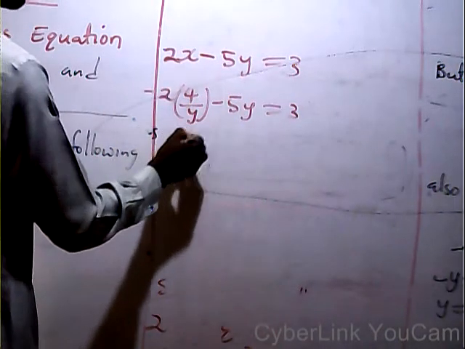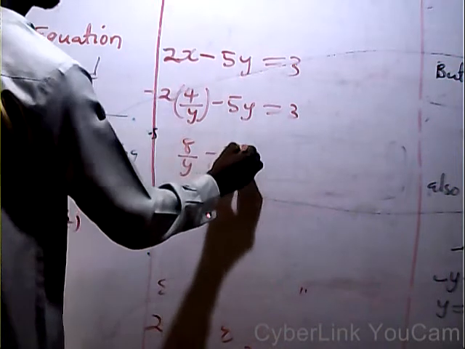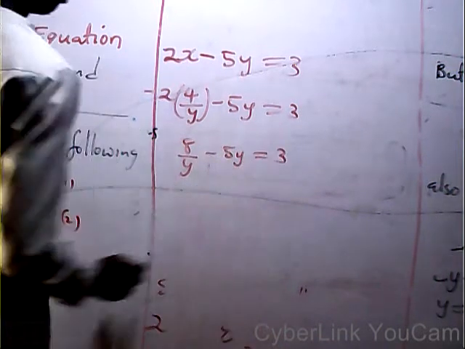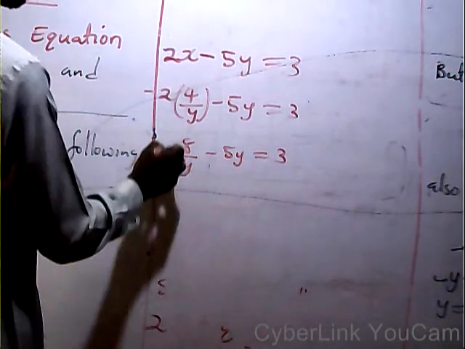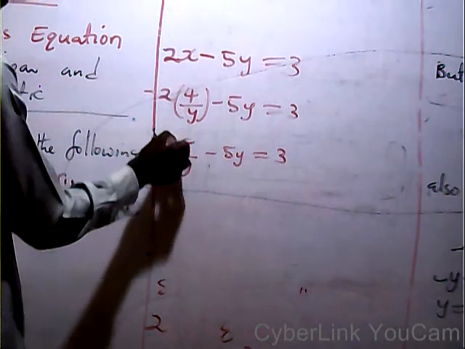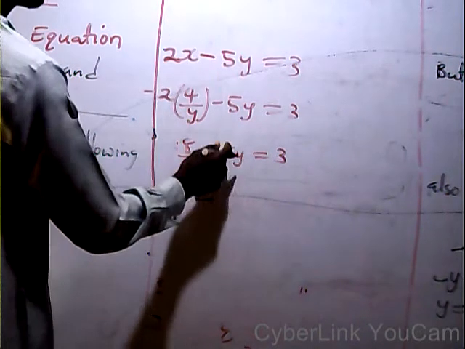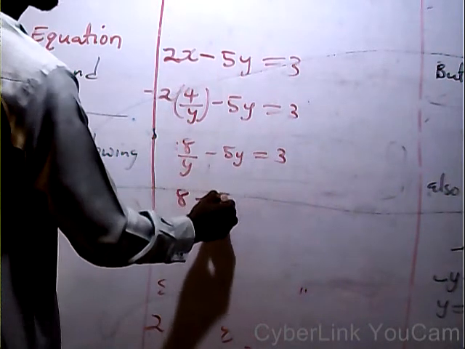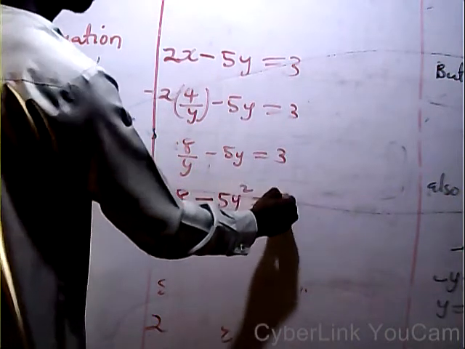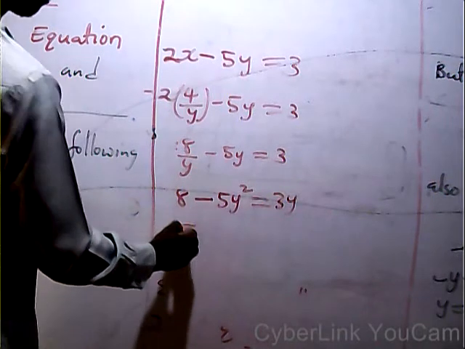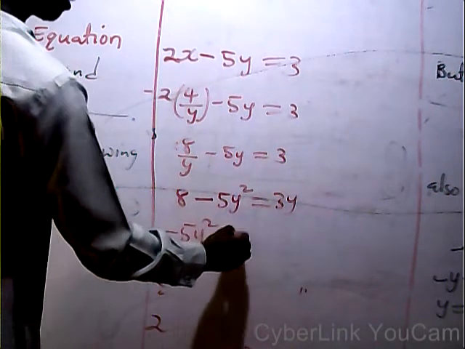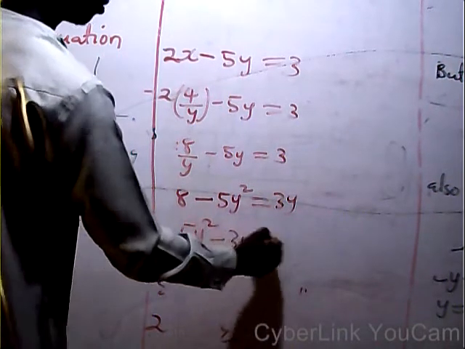8 over y minus 5y is equal to 3. To eliminate the fraction, I can multiply everything by y. If I multiply everything by y, I will now have y times this. y will cancel. I will have 8 minus 5y squared is equal to 3y. So if I rearrange, what I'm going to have is minus 5y squared minus 3y plus 8 to be equal to 0.